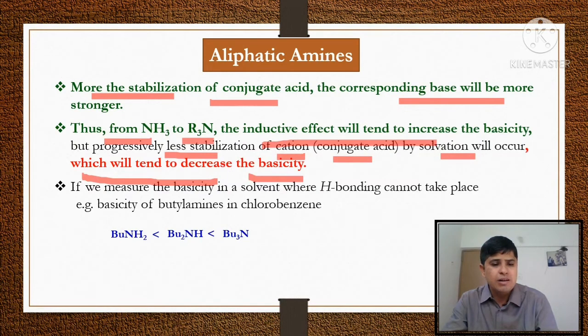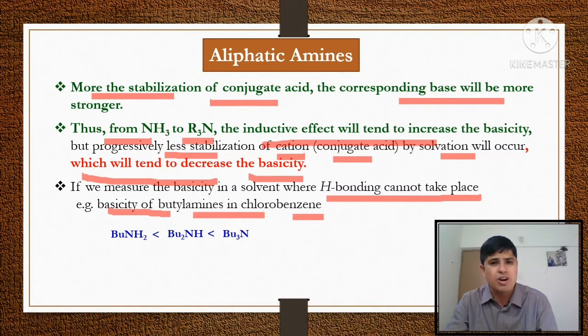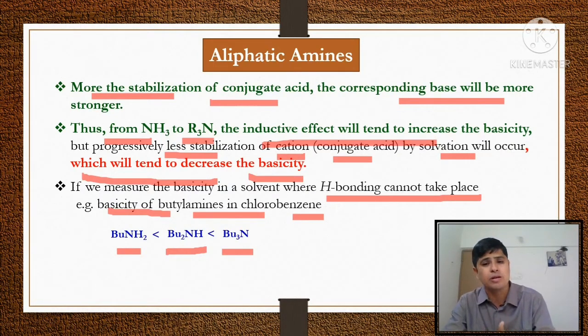Now, if we measure the basicity in a solvent where hydrogen bonding and such solvation is not possible, then the order of basicity of amines is different. For example, the basicity of butylamines in chlorobenzene: tertiary butylamine is more basic than secondary, and secondary is more basic than primary. Why? Because chlorobenzene is not a polar protic solvent, so it does not help in stabilization of the conjugate acids of these bases. Hence the order is tertiary > secondary > primary butylamine.